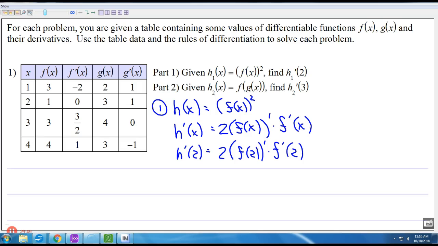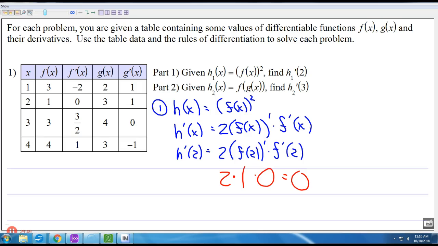So 2 times, well, what's f of 2? f of 2 is 1 to the first power, so I don't really need to worry about that. And then f prime of 2, well, that's 0, so that makes the whole answer 0. I mean, the answer's not really my concern here. Do you see what I'm doing? Where are we getting stuff from? What's going on?